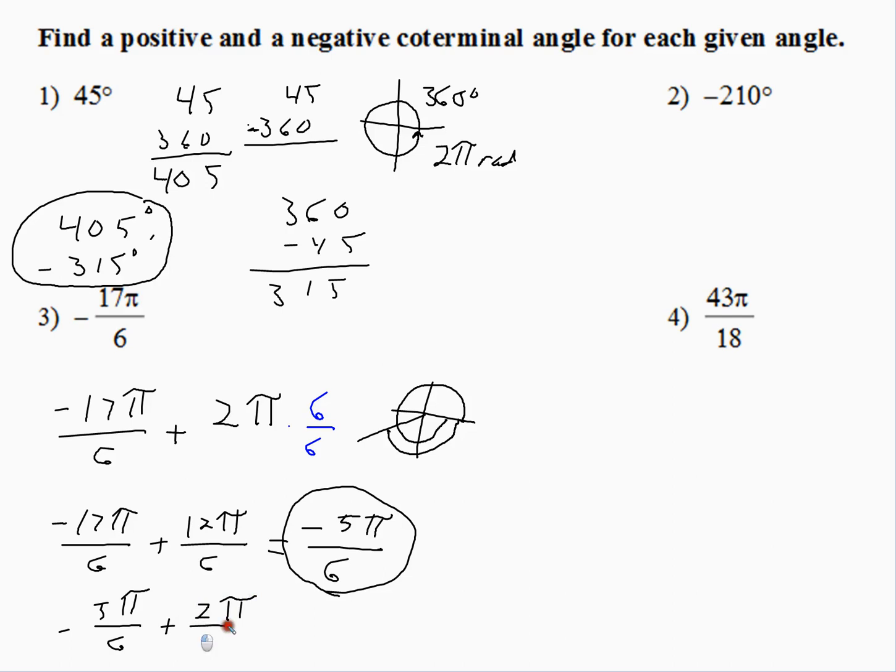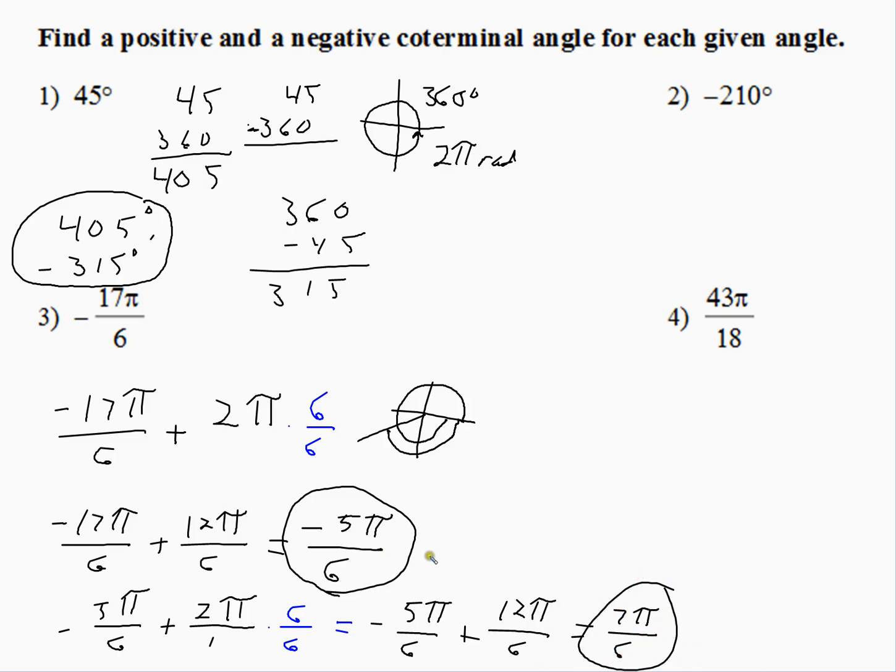The same thing's going to happen: we're going to need a common denominator. I'll just throw this out there: sometimes you can get the common denominator early. You'll find that you get negative 5 pi over 6 plus 12 pi over 6, which gives us 7 pi over 6. So what we did is we found a positive and a negative angle that's coterminal to negative 17 pi over 6. When you're dealing with radians, you add or subtract 2 pi, and you can do that several times. You could also do this one here. The difference is you would have a common denominator of 18, so instead of multiplying by 6 over 6, you would multiply by 18 over 18.